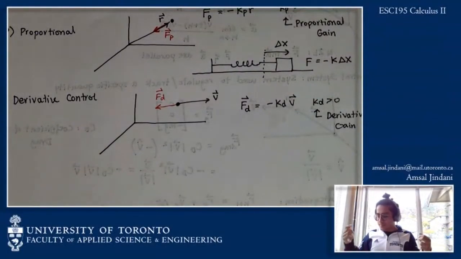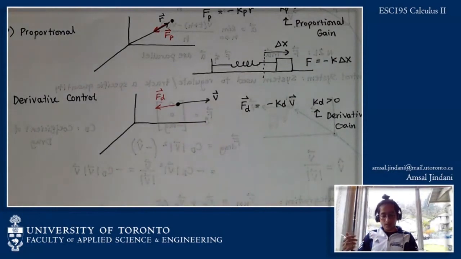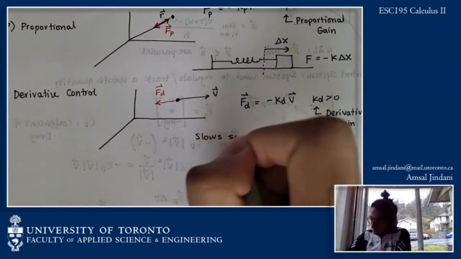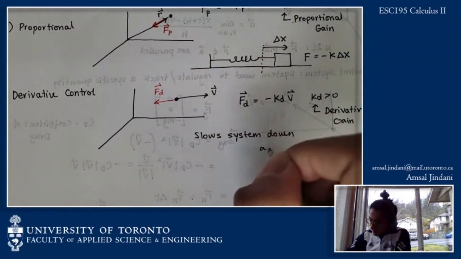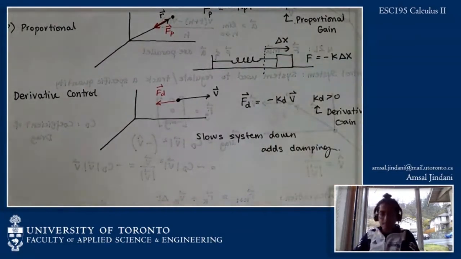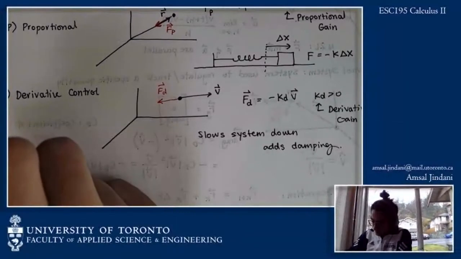So what does this do? Well, this Fd always creates a force that is in the opposite direction of the velocity, so it always decreases the speed of the system over time. In a way, this basically acts as your damping in the system because it's always resisting that velocity vector. So this slows your system down and adds damping. And I is integral control, and we'll talk about that afterwards.